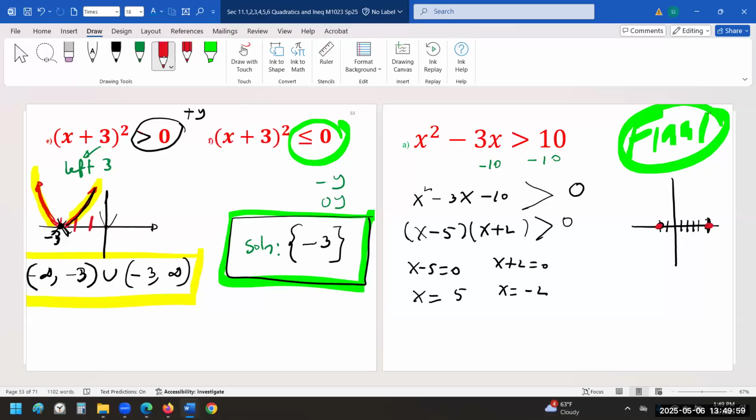Now we have to know which is parabola, upward or upside down. Why? X squared is positive. So we are going to draw an upward parabola that crosses the x-axis at negative 2 and positive 5. So negative 2 and positive 5. And this time we don't care about the vertex because we're not using transformation. We have no idea where the vertex is and we don't care.